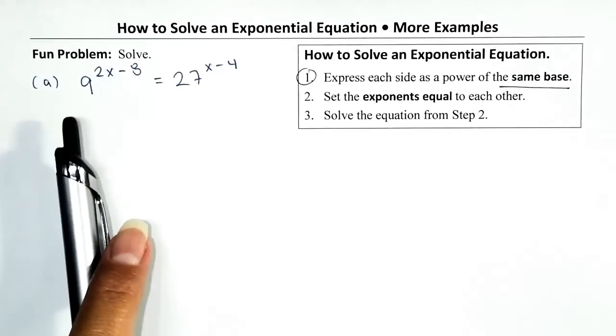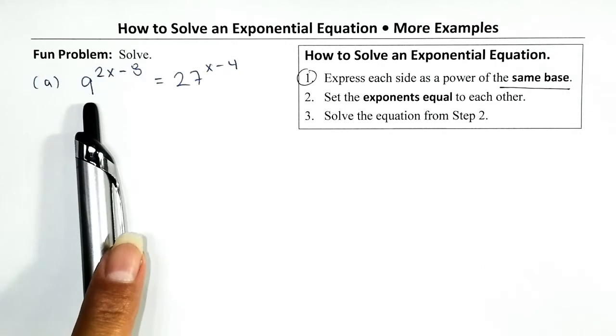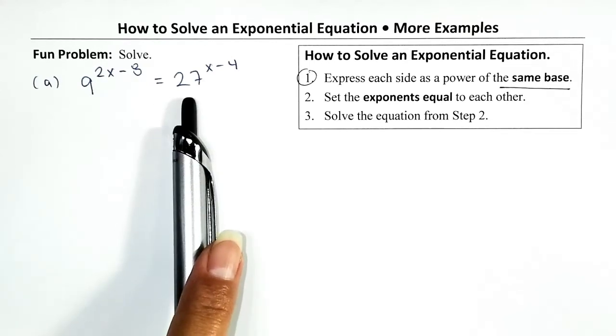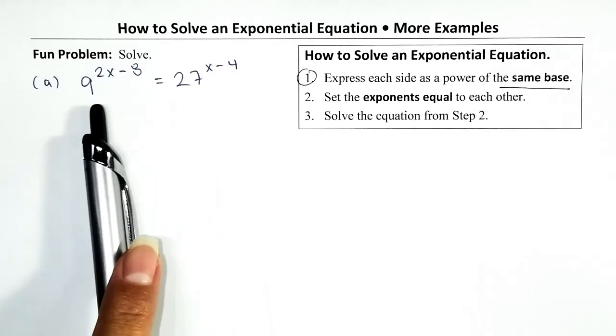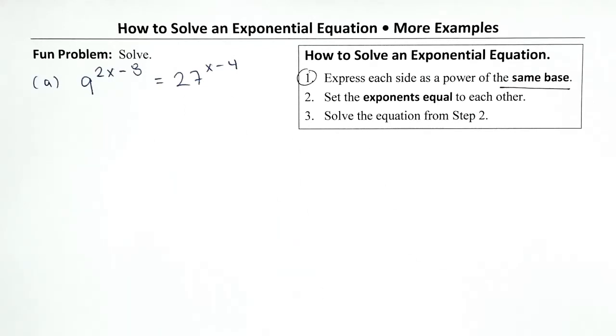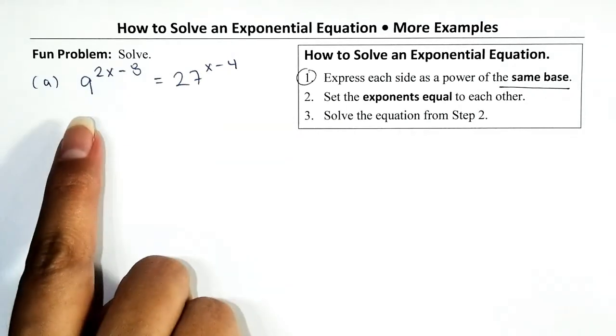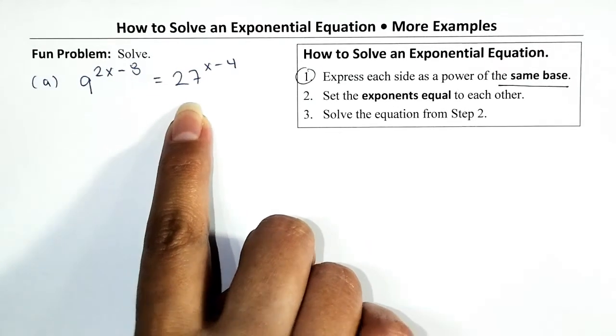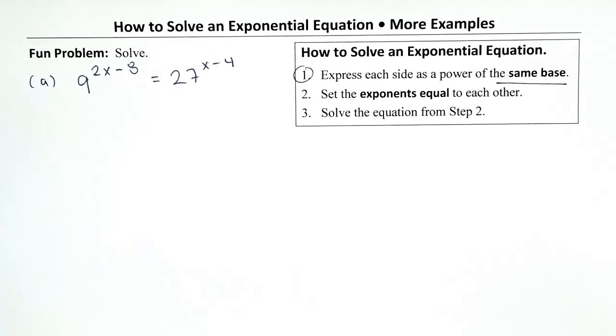Okay, so I'm looking at the left side. We have a base 9. So I'm like, oh, should we aim for base 9? Maybe. But last time I checked, we cannot write 27 in terms of base 9. Or in semi-English, we cannot write 27 as a power of 9. But if we were to prime factor 9, we would realize that we get a couple of 3s. 9 is the same as 3 times 3. So we can write 9 in terms of base 3. And check it out, we can also write 27 in terms of base 3. So why don't we aim for base 3?